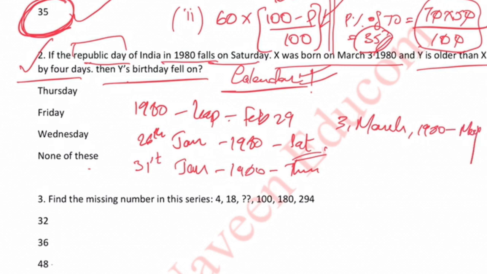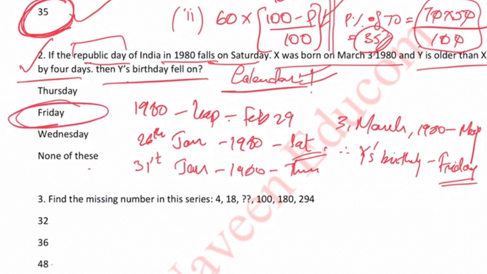It's a Monday. So what will be Y's birthday? It is a difference of 4 days, right? So Y's birthday will be coming on the difference of 4 days. Yes, the answer is Friday. So Friday is the answer. So what's the option? Option B. Option B is the correct answer.